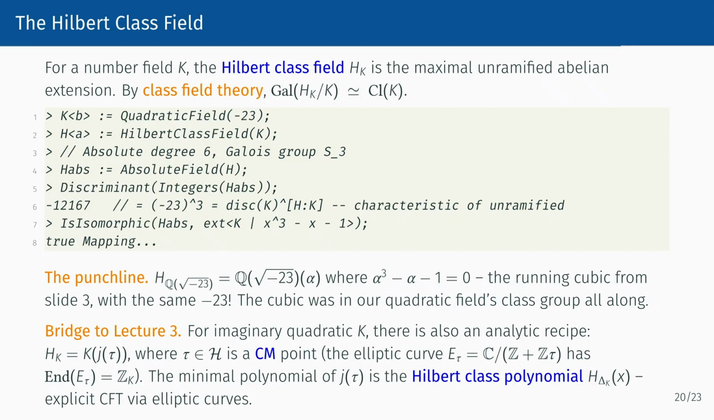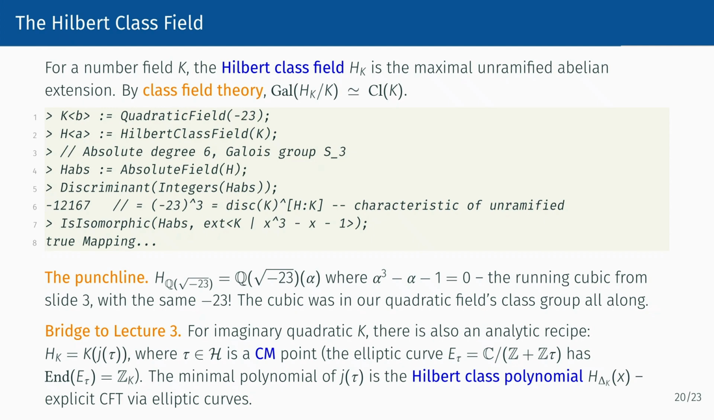So one can also construct this Hilbert class field using an analytic recipe, same as for abelian extensions of Q. We could construct them by just adjoining roots of unity, these zeta n's, and having cyclotomic extensions. Here one can construct these Hilbert class fields by adjoining values of some other function, known as the j function, where you take some complex numbers that are known as CM points. So this is something related to elliptic curves.